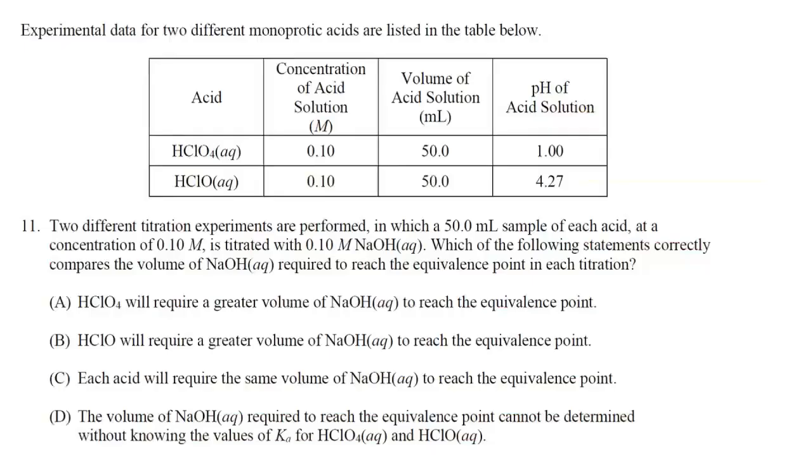In question 11, we are given a data table, and it says, experimental data for two different monoprotic acids are listed in the table below. So we are given the formula of the acid, we are given the concentration of the acid solution, we are given the volume of the acid solution, and then finally the pH of the acid solution. You might focus on that pH, and you notice that one of them has a pH of 1, so a lower pH, and the other has a pH of 4.27, so a higher pH.